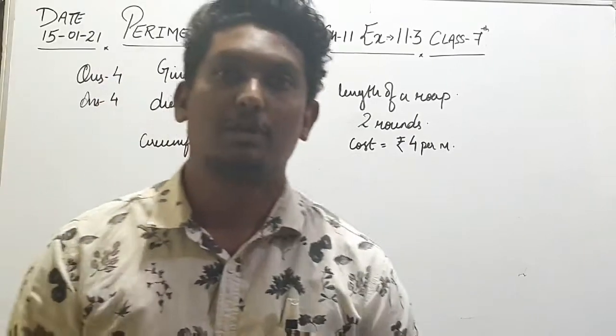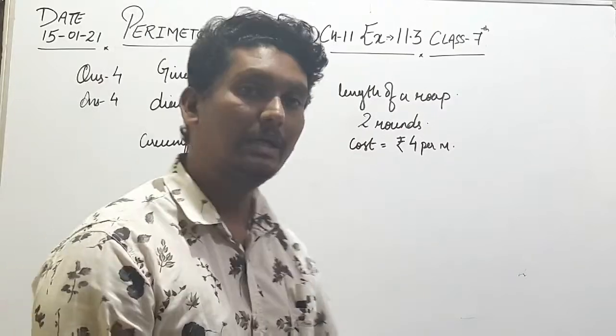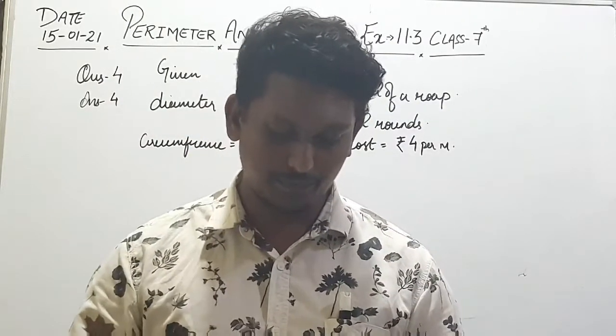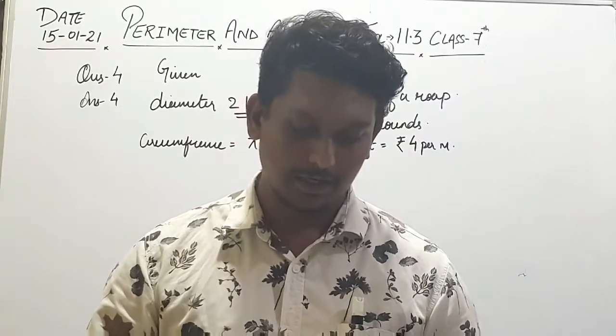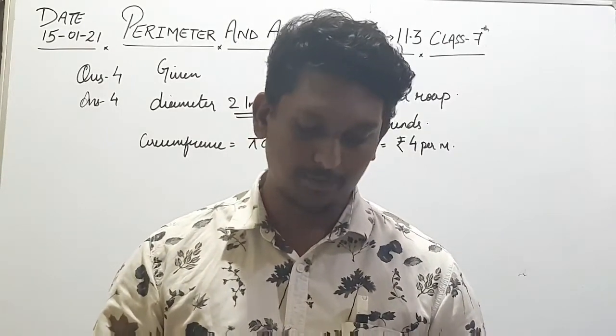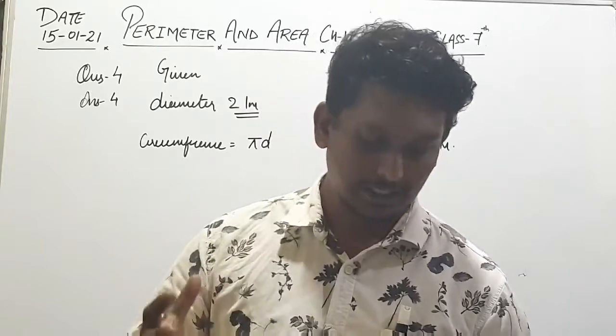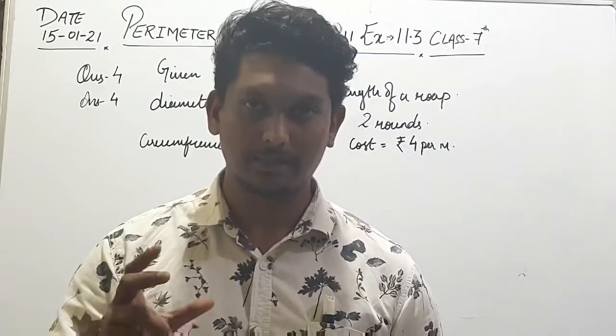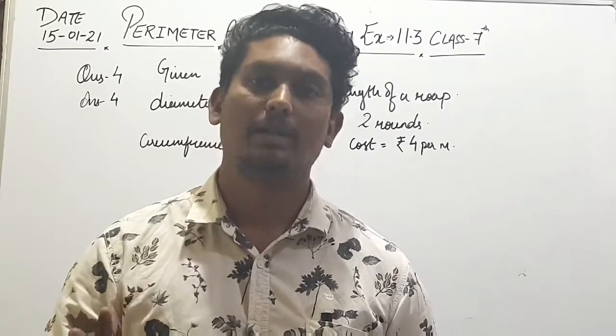Okay, so let's now come to question number 4. I'm just reading the question. A gardener wants to fence a circular garden of diameter 21 meter. One circular garden fencing is given. When the word fencing is there in the question, then you have to find the circumference.